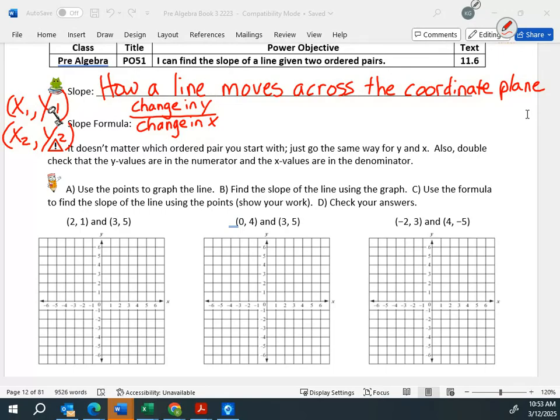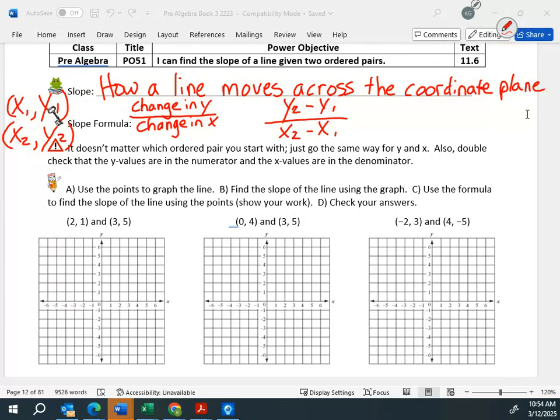Here's the formula, and we have to be really specific with how we write this down. Change in y is on top, so we're going to put our y on top. We're going to do y2 minus y1. Super important that we put the y2 minus y1, because we want that 2 to come first. Underneath it, we're going to go the same order. So it's the change in x, so we know the x's are on the bottom. It's going to be x2 minus x1.